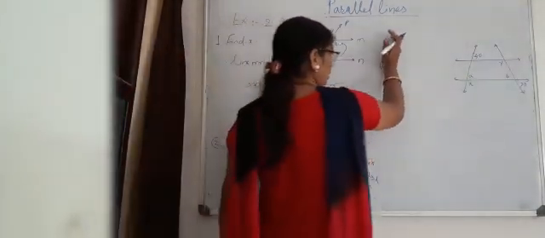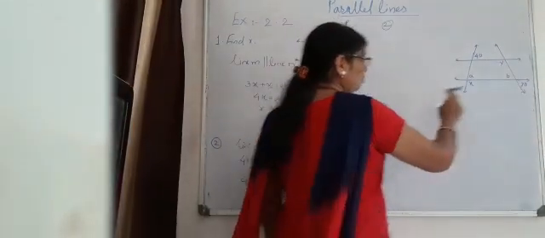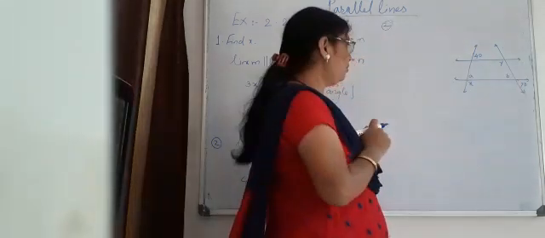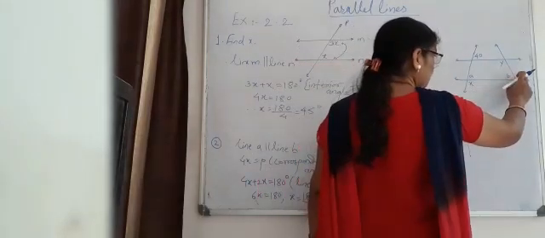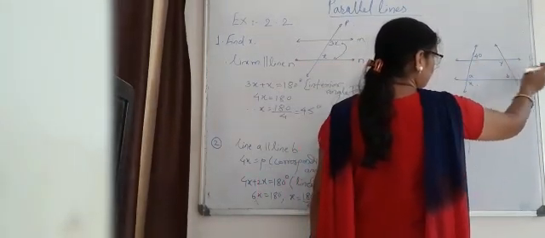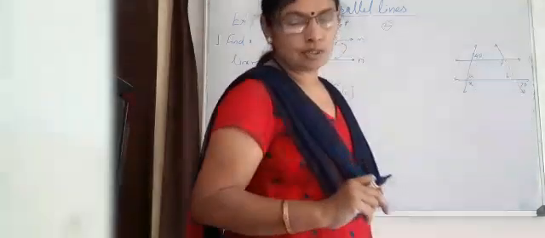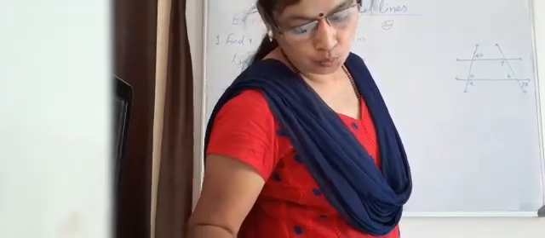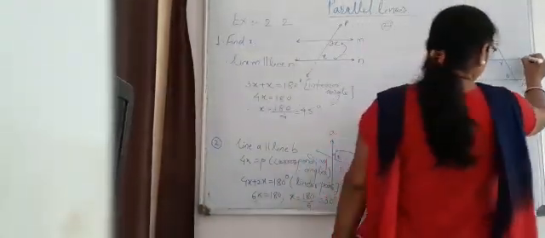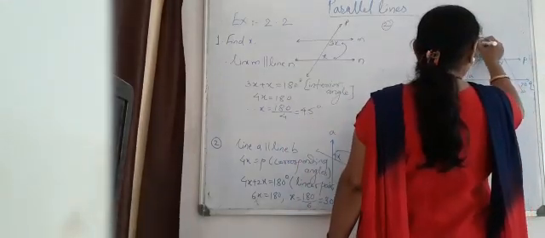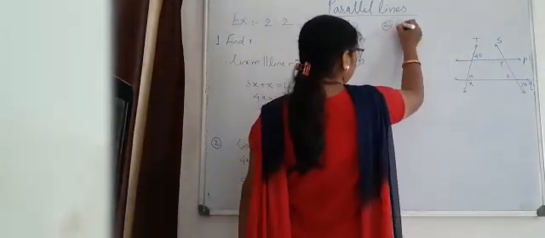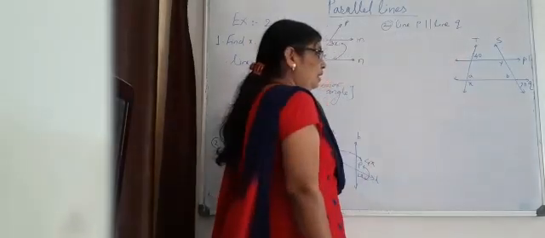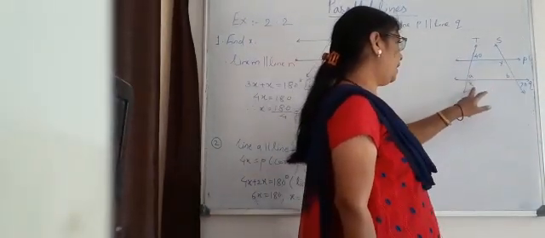Now see the second question. In the second question, what is given? You have to find out the value of x, y, a and b. Here two angles are given, and two lines are given parallel. Now see, which lines are given parallel? Here P, Q, T and S. So line P is parallel to line Q. That is given, and you have to find out the value of y and x.